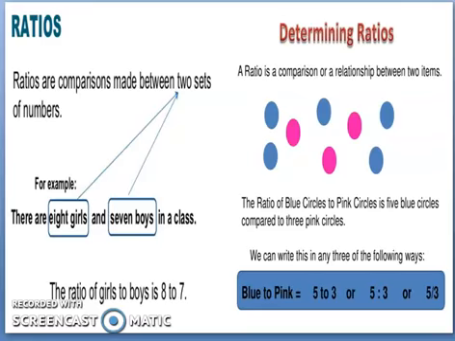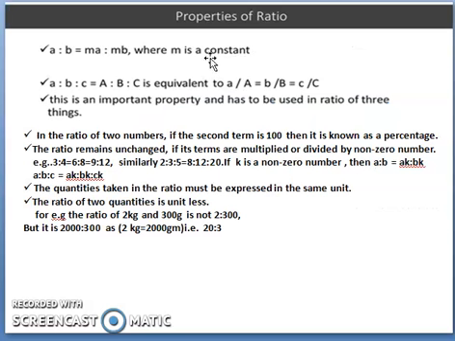Now next, properties of ratio. A is to B equals MA is to MB, where M is a constant. A is to B is to C, here three terms, equals capital A is to capital B is to capital C, which is equivalent to A upon capital A equals B upon capital B equals C upon capital C. This is an important property that has to be used in the ratio of three things. In the ratio of two numbers, if the second term is 100, then it is known as a percentage.